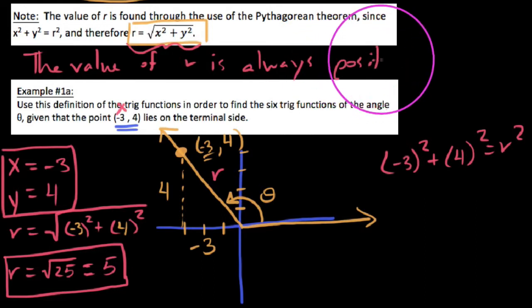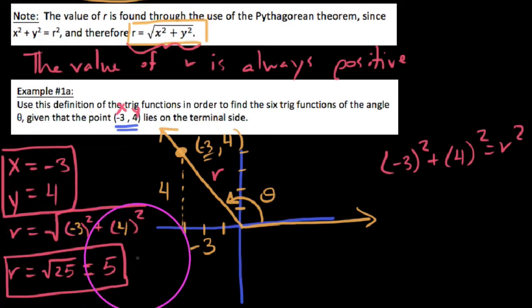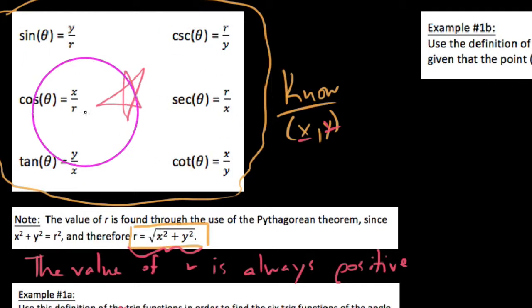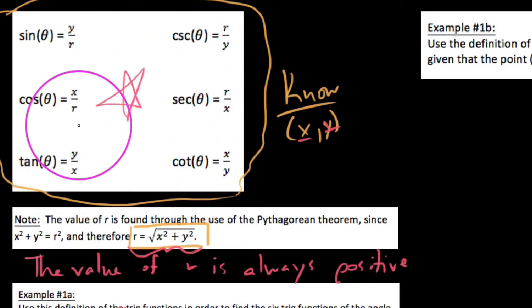This is always true. So we may have a negative x value. As a matter of fact, we do have a negative x value right here. We may have a negative or positive y value. It happens to be positive in this case, but r will always be positive. But since we've got our x and our y and our r, the simple fact is we can just go up here and use our definition of the trig functions to find all 6 of these.